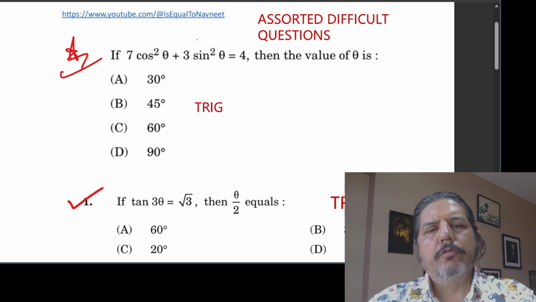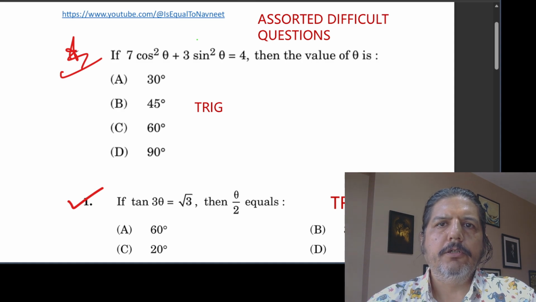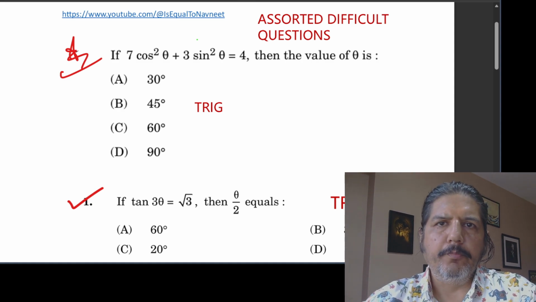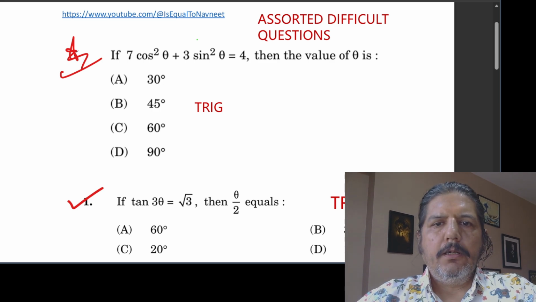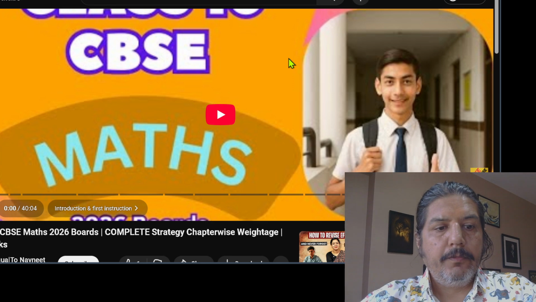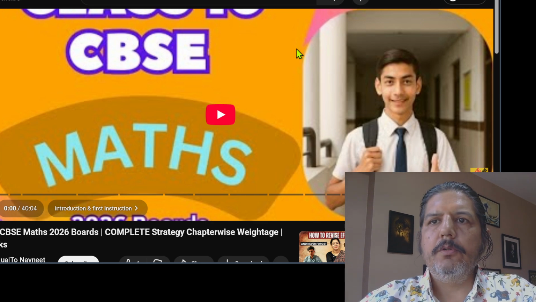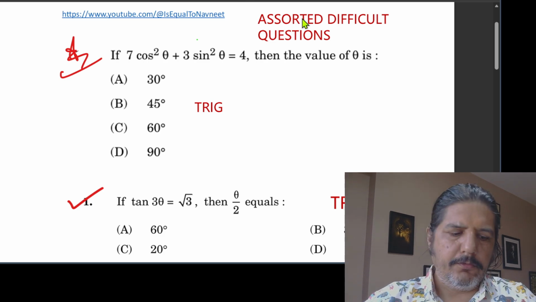So in this lecture, what we'll do is have a look at a few of the typical questions which were asked in 2025 board papers. The topic that I have selected is trigonometry. It will be a good idea to have a look at this lecture also, where I have discussed the complete roadmap for the board papers. So let's start with the trigonometry questions.